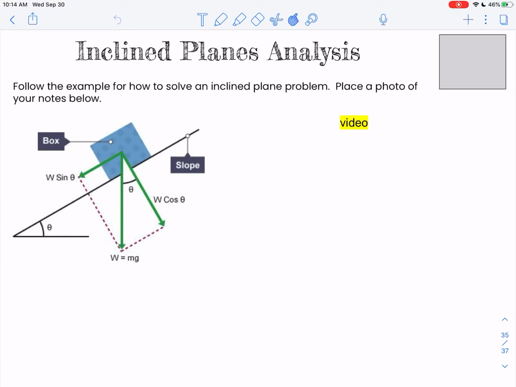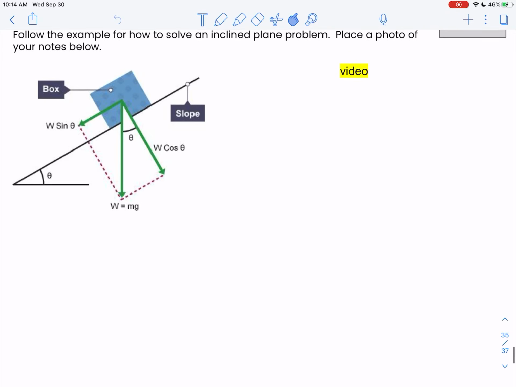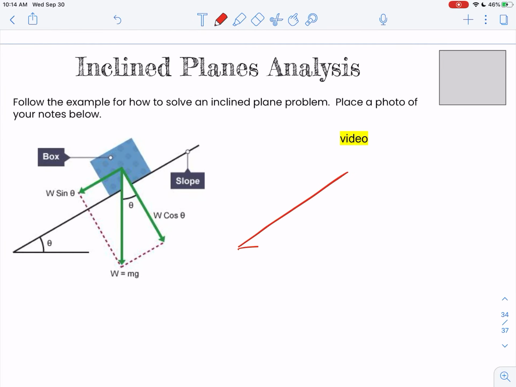All right, in this video, I just want to talk about how to split up that weight, or force of gravity force, into its components. Whenever you see something on an inclined plane, it usually has a picture. I would start by drawing the force diagram right on the picture. From the center would be your FG.